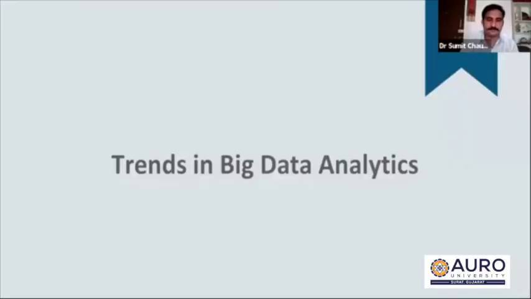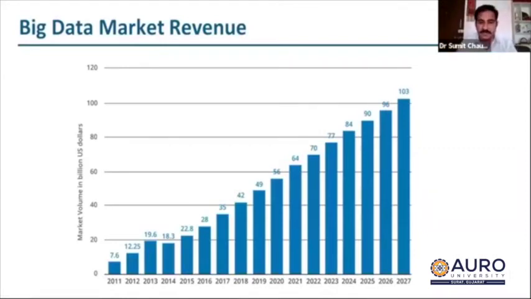In big data analytics, now come to trends in big data analytics. What trends do we have? If I consider 2011, you can see the market volume in billions of US dollars. In 2011, we had a 7.6 billion US dollar market volume. And if I talk about 2020, we have a 56 billion US dollar market volume in terms of big data. And according to predictive analysis, you can consider 2027: a 103 billion US dollar market volume of big data in the future. So you can consider the future perspective of big data.